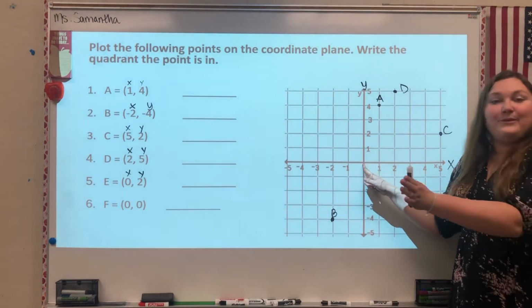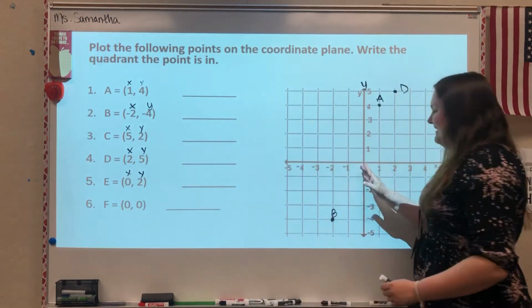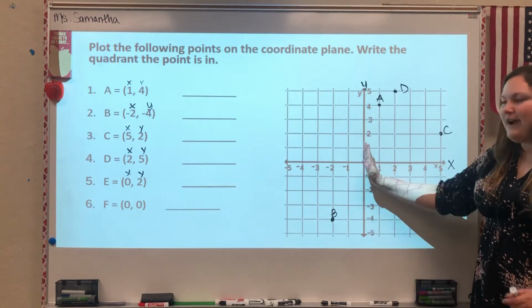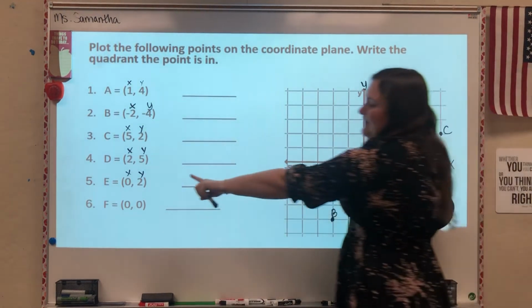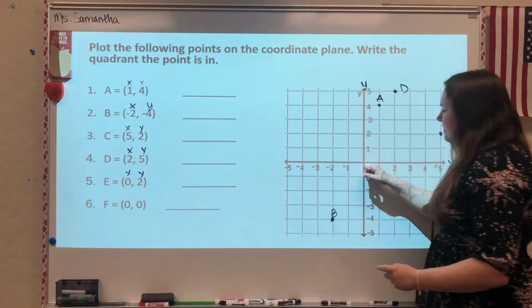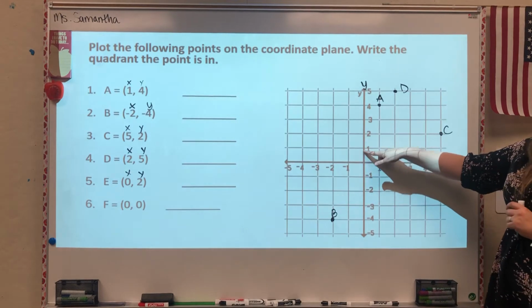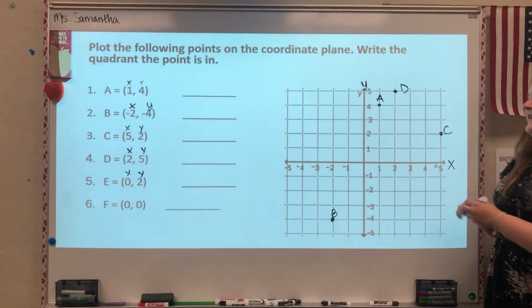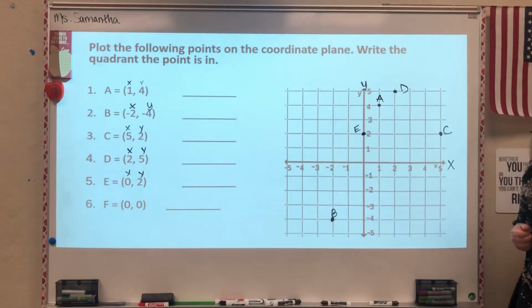That means that we don't need to move sideways. A 0 as an x-coordinate means you're staying right here in the middle of your graph. You don't have to move sideways at all. We do need to move though, because our y-coordinate is 2. So I may not be moving sideways, but I need to move up 1, 2. So our final point would be right here for E.